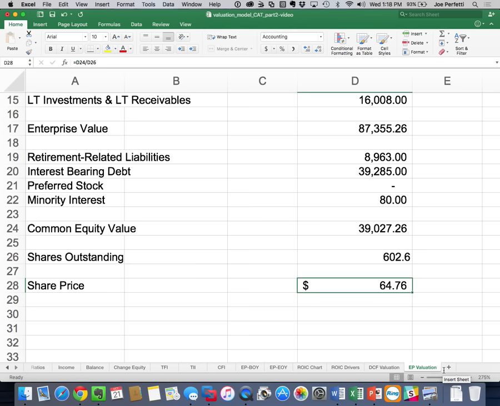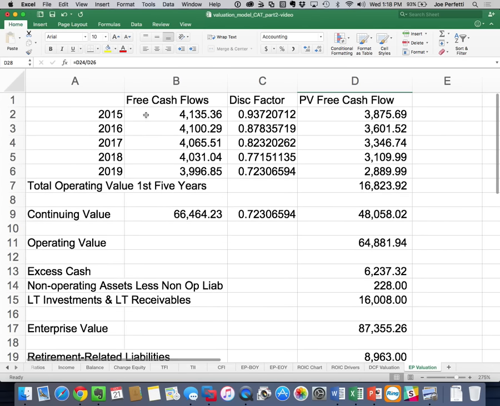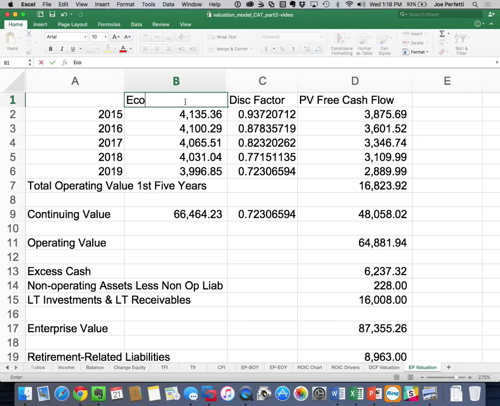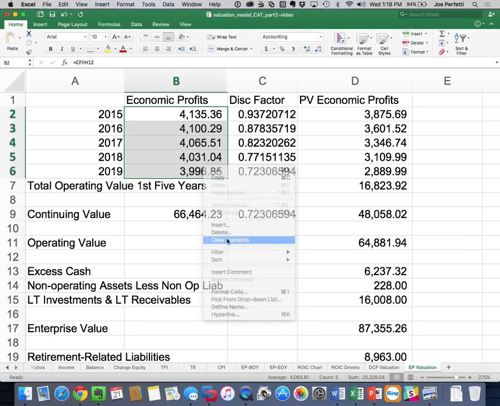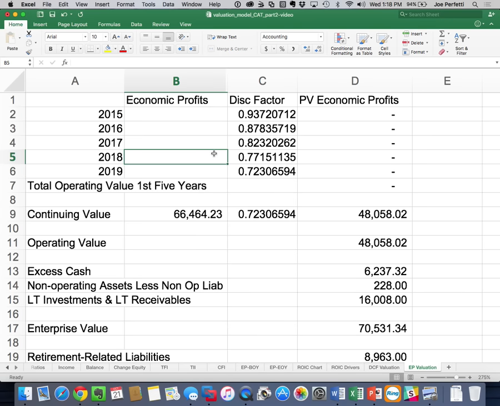Again, what's different versus the DCF is when we do the economic profits, rather than using the forecasted free cash flows, we use the forecasted economic profits, multiplied by the same discount factors, and we get the present value of the economic profits. Remember, economic profit is change in value. So I don't want these free cash flows, so I'll clear those contents. I want the forecasted economic profits.